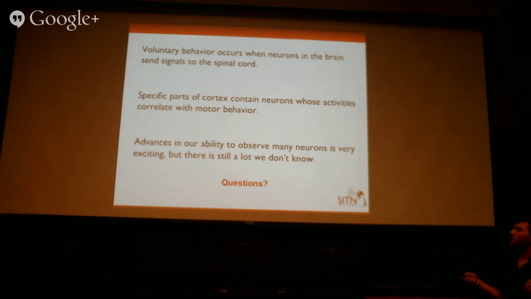All right, I told you guys that voluntary behavior occurs when neurons in the brain send signals to the spinal cord, but specific parts of the cortex contain neurons with activities correlated with motor behavior, right, motor cortex. And advances in our ability to observe many neurons is very exciting, but there's still a lot that we don't know. And this is sort of like the beginning of this field, being able to find this kind of data. All right, are there any more questions before I go on to the last part?